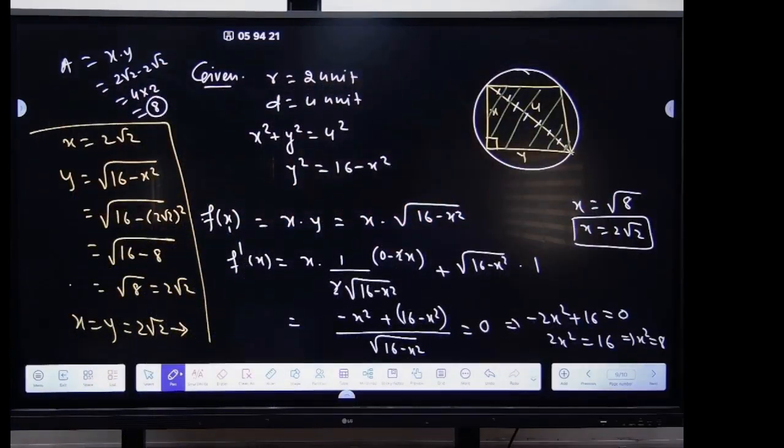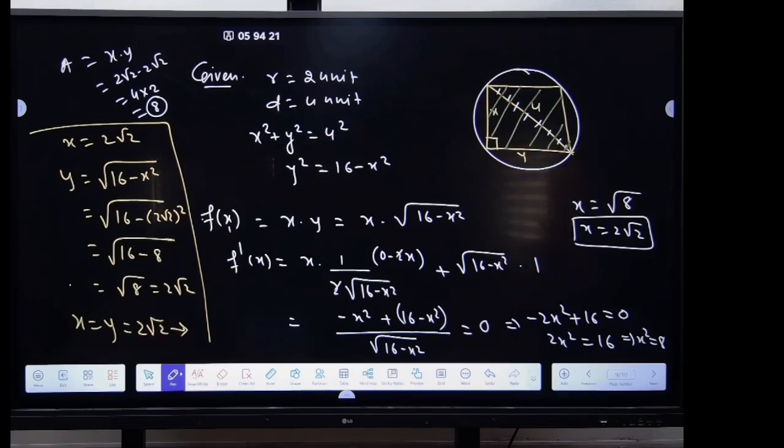So the maximum rectangle that you can fit inside a circle is nothing but a square. That is the first observation. Why? Because the sides should be equal. Second, if they ask what the maximum side is, for this case the maximum side will be 2 root 2. Next, the maximum area will be 8. I hope you understood.